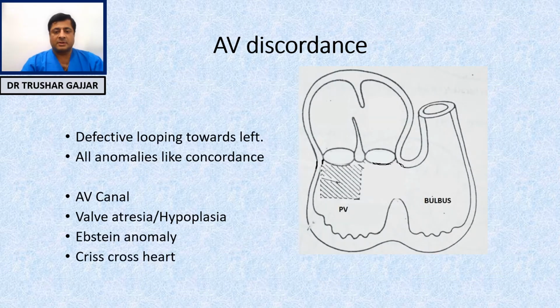Now here in discordant connection, the defects are all the same as in the concordant connection: AV canal defects, valve atresia, or valve formation anomalies like Epstein, and crisscross heart.